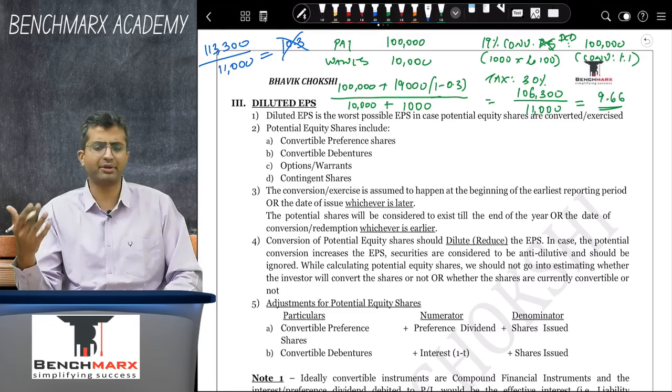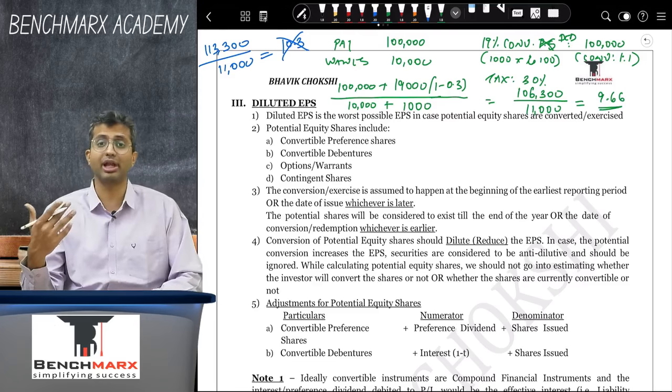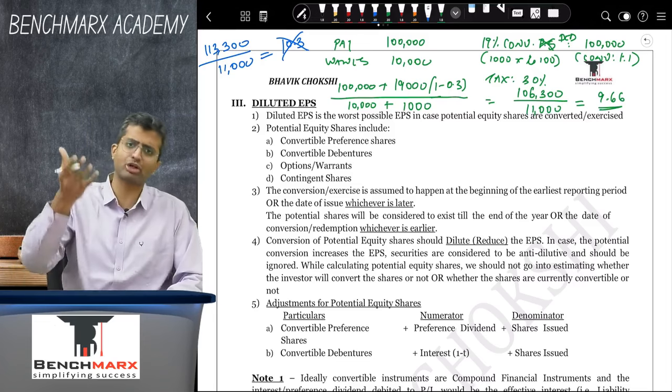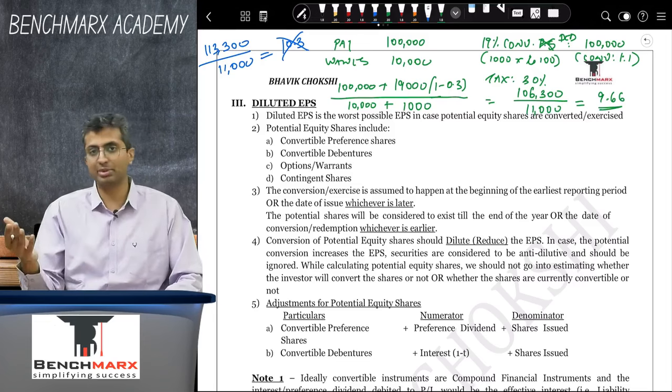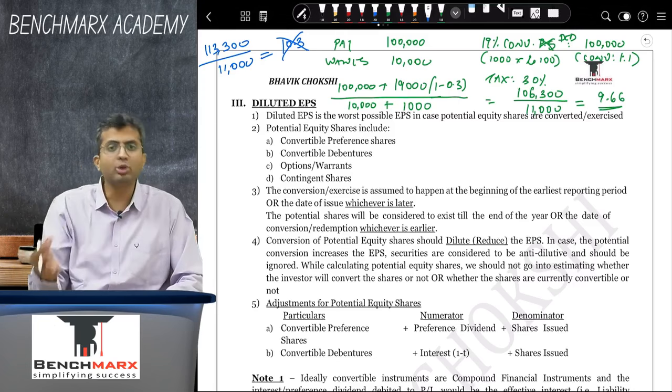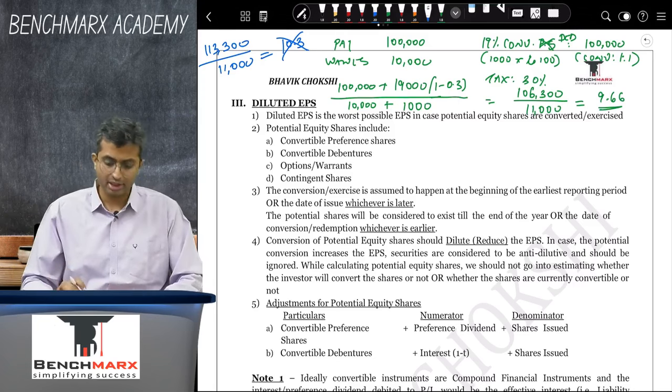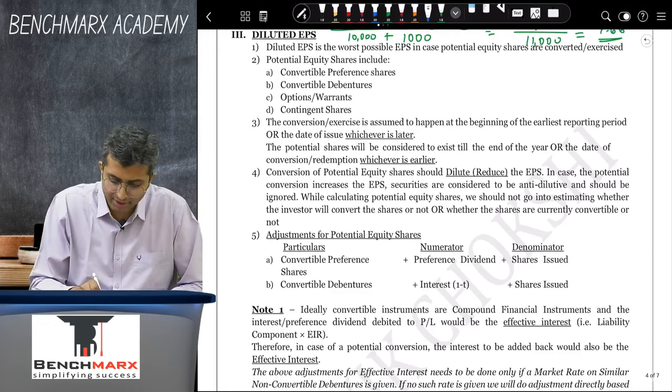Then we assume that the preference shares or debentures, as the case may be, are not dilutive. In fact, they are anti-dilutive. They have the potential to increase the EPS, and hence they should be ignored. So only those securities which reduce the EPS should be considered. So over here, diluted EPS is the worst possible EPS.